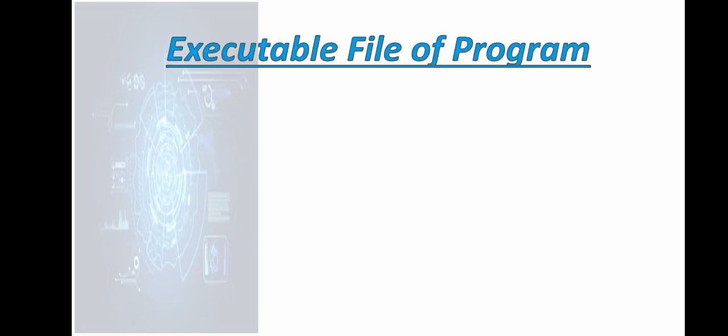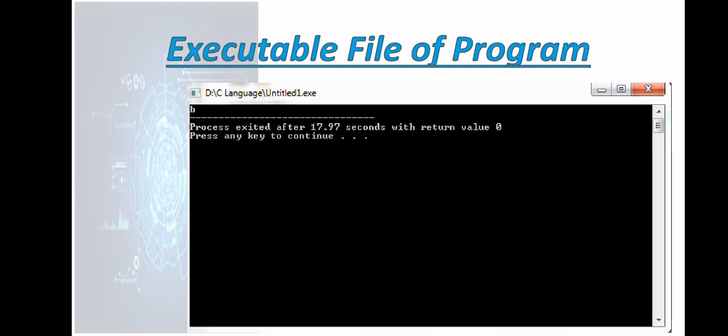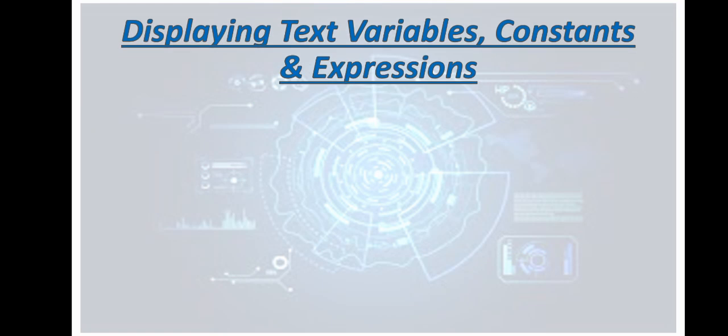Now you can see the executable program. When there is no error, a black window will appear on the screen, and when you enter b, it will give you the result that this is a character, and this window will appear for some seconds, and it will vanish after some time. Then is displaying the text, variables, constants and expressions.